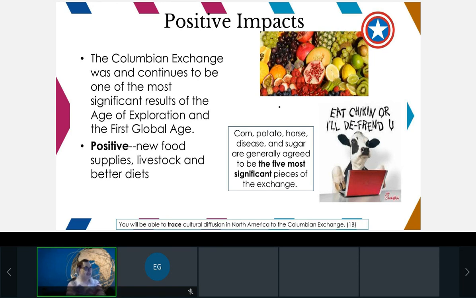Okay, guys. So positives: food supplies, livestock, better diets. Spread of diseases on the negative side. Yes. Slavery, negative side. Okay. Moving right along. Next slide, Eve.